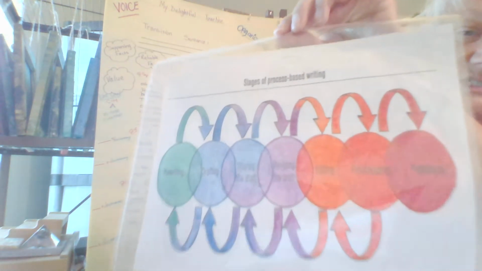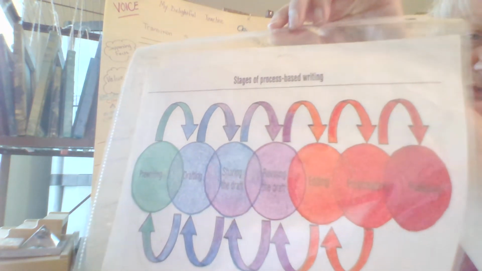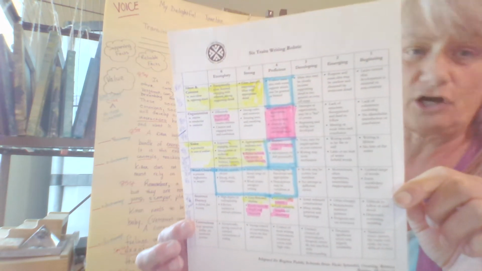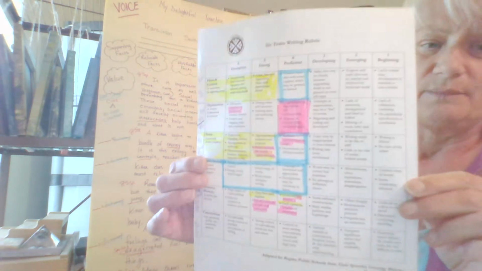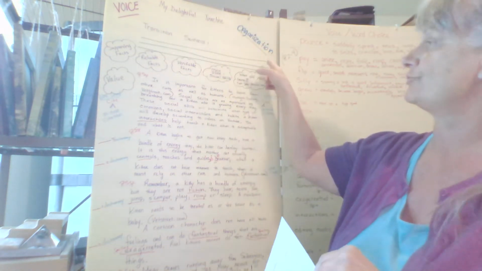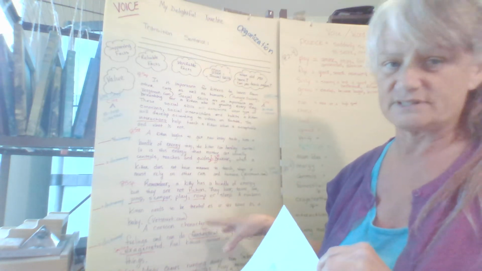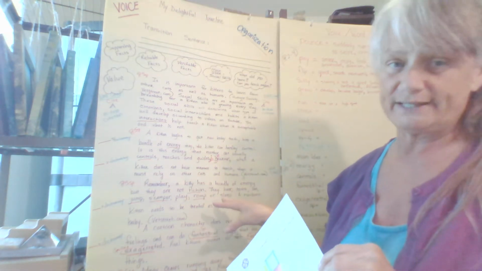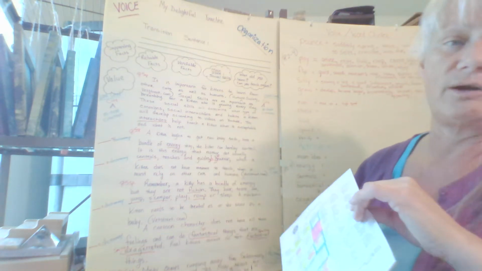Stages of process-based writing is exactly what you're doing, is exactly what New Learning is expecting you to do. It has the rubrics up there, and you notice I've color-coded mine. I haven't added any colors since yesterday's video because we're still focusing on voice, and we're still focusing on organization. So I put that up in the corners because this is still a rough draft. This is not the final. If it was the final, I would have it typed up so that way you could see all the final editing marks.